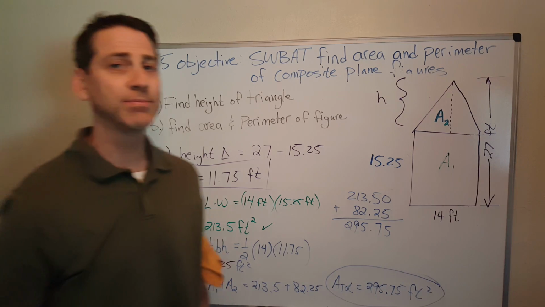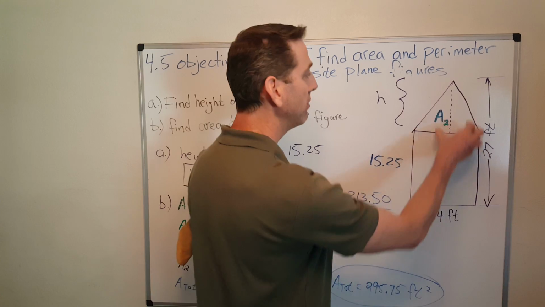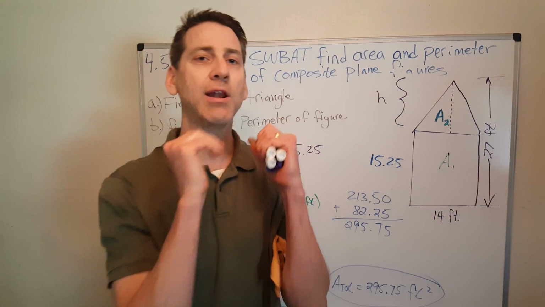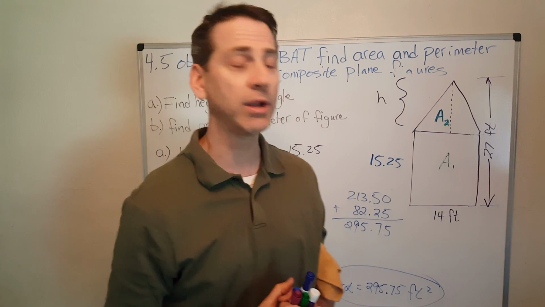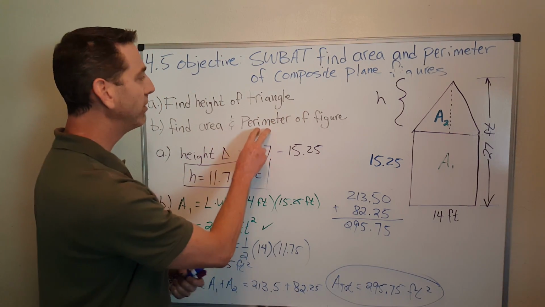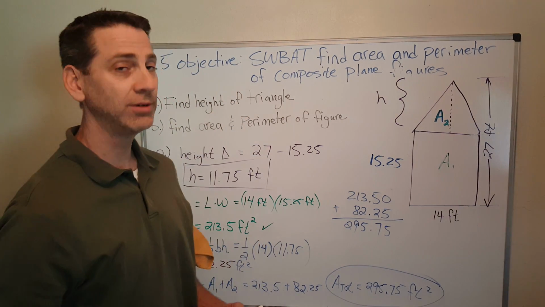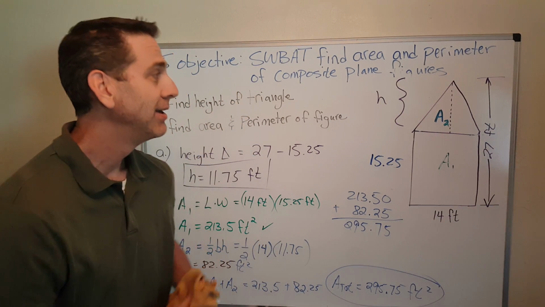All right, that's my total area. So again, all I did is I just found the area of my rectangle, found the area of my triangle, added them up, bam, I got my total area. All right, the last thing I need to do is find the perimeter. I need to find the perimeter of this triangle.